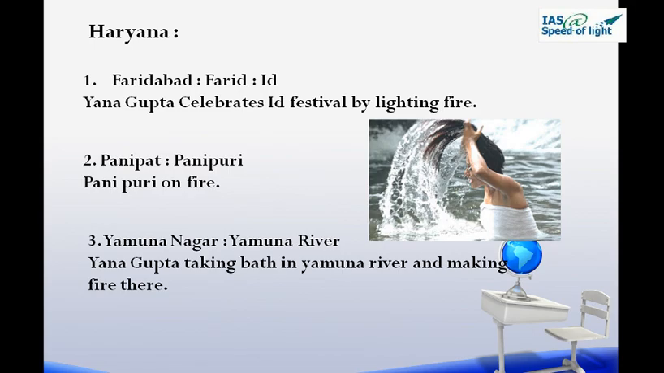The third thermal power plant for the state of Haryana is Yamuna Nagar. For Yamuna Nagar, we have a picture of the Yamuna River. So now Yana Gupta is taking a bath in the Yamuna river and making fire there because she's so hot. Now she's taking a bath in the Yamuna river. So like normally boys, we symbolize it as that girl is making fire there, right? Because she's so hot. So Yana Gupta taking a bath in the Yamuna river and creating fire there.